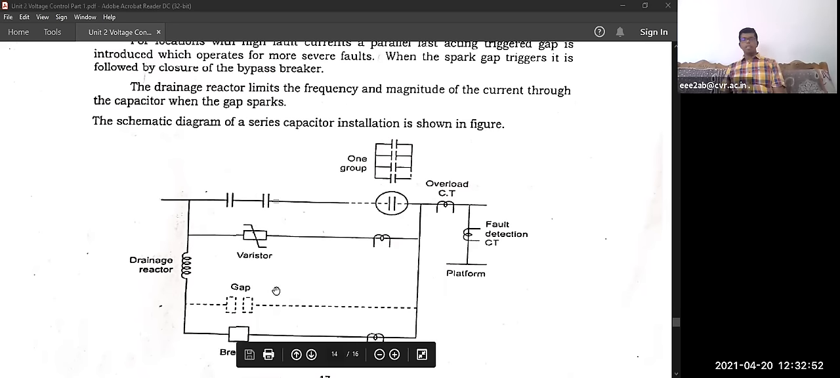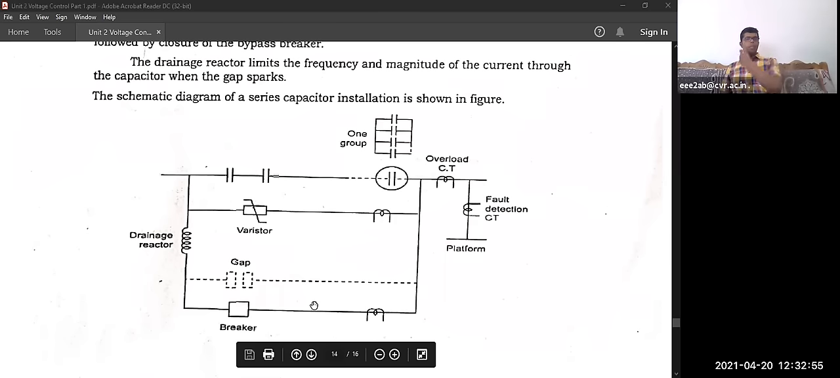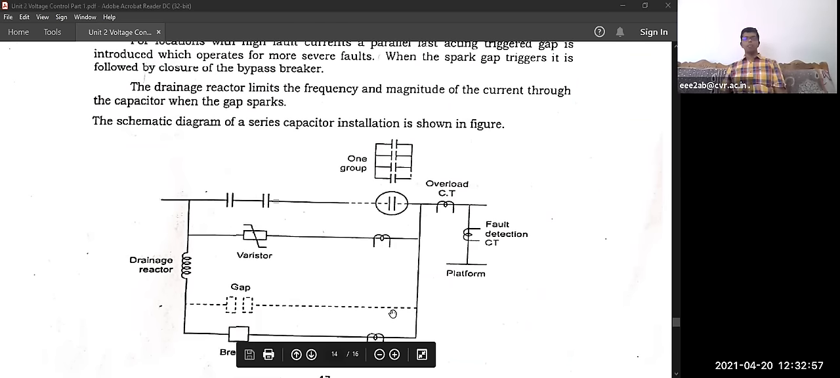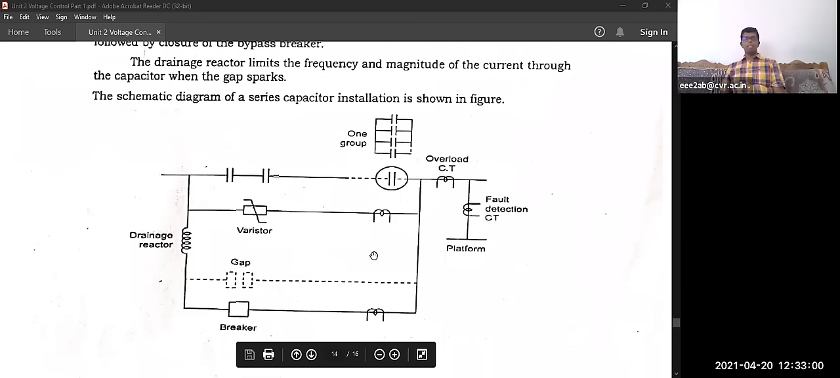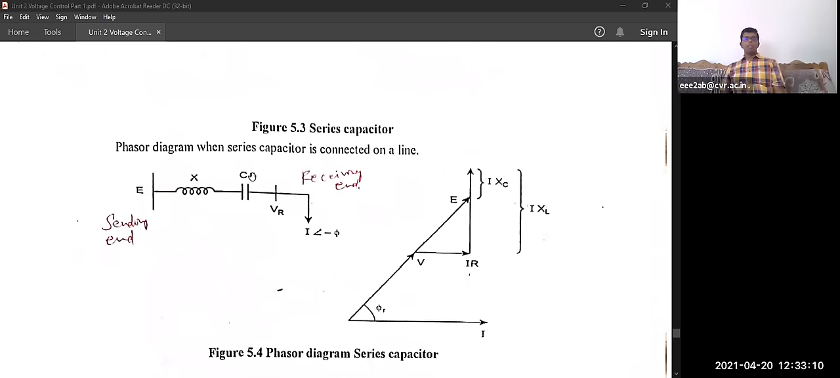In this spark gap, this reactor also limits the frequency and magnitude of the current to the capacitor. This capacitor will also be safeguarded. So this schematic is being shown here. Coming to the phasor diagram, this is the single line diagram where this reactor X, the reactance, is there, then the capacitor is there. This is the sending end voltage, this is the receiving end voltage. Sending end voltage is E, receiving end is VR.